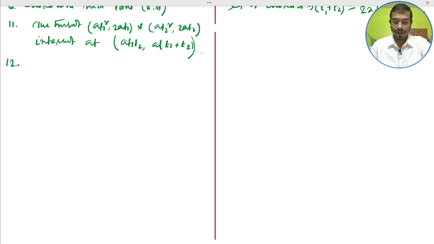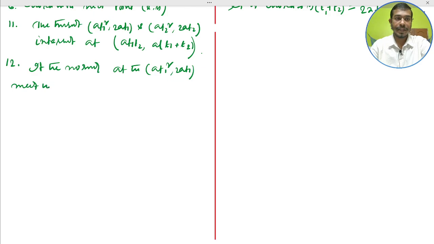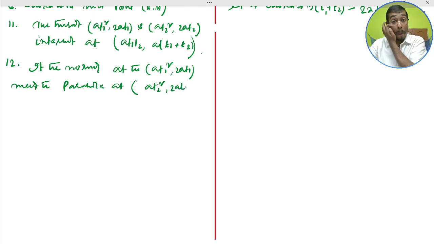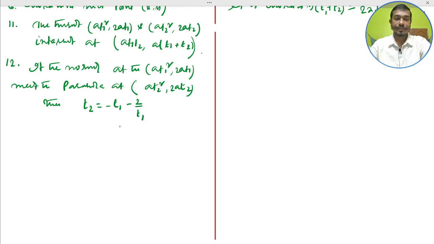Number 12. If the normal at the point (at1², 2at1) meets the parabola at another parametric point (at2², 2at2), then this is most important for JEE Advanced: the relation is t2 equal to minus t1 minus 2 by t1.